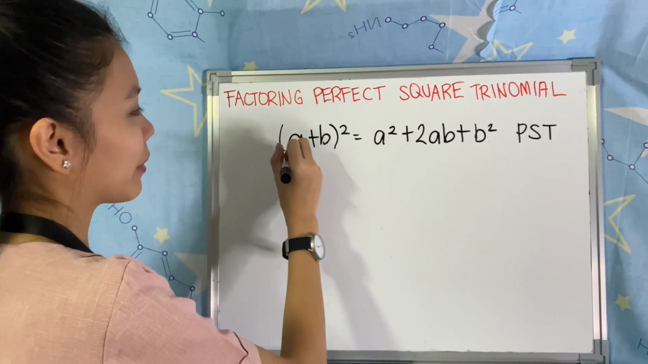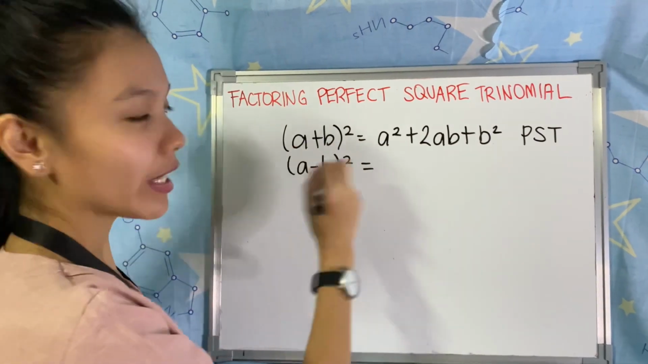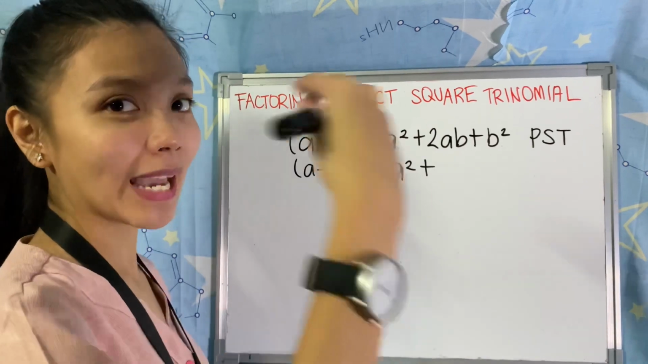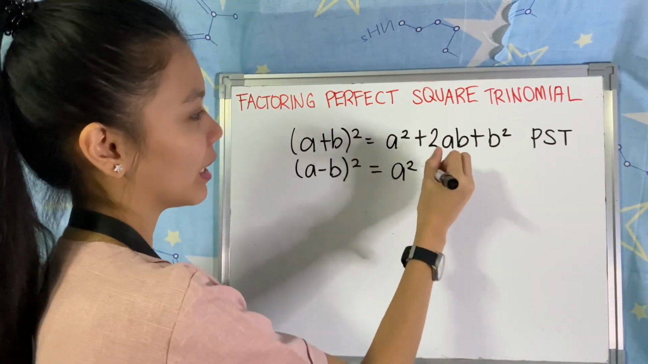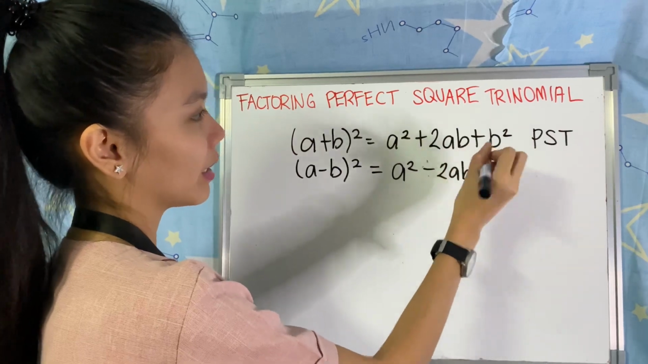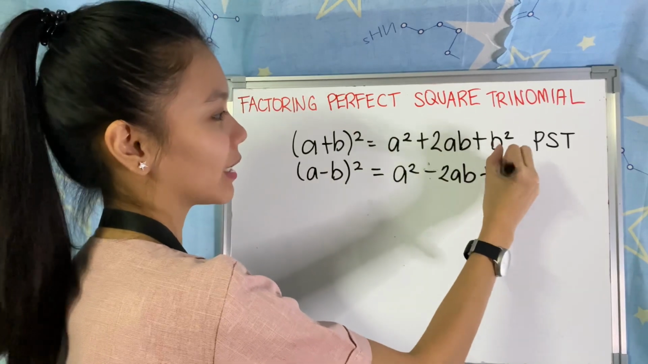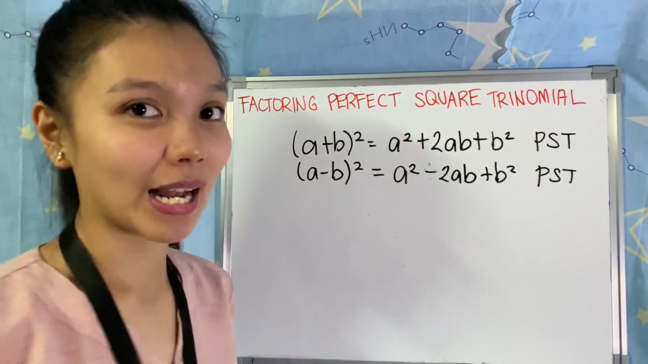Then, another one, we have A minus B raised to 2. So, square the first term. Multiply the first and the second term times 2. So, we have negative. So, this will be negative 2AB. Then, negative B raised to 2. That will be positive B squared. So, another perfect square trinomial na siya.